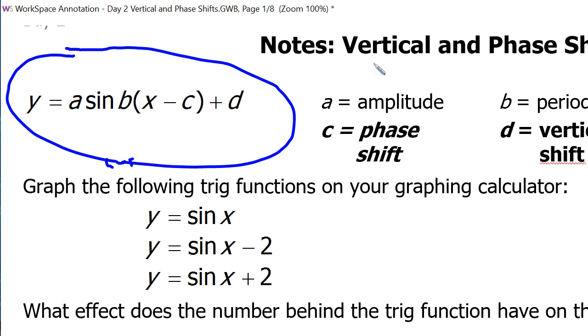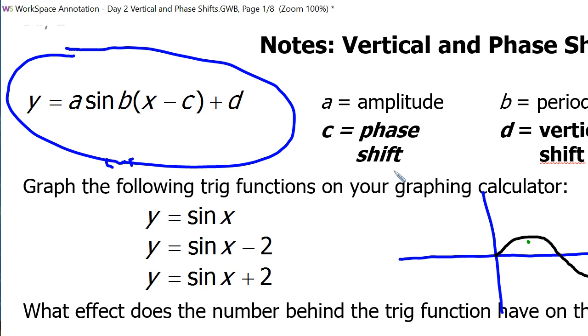So the A value affects the amplitude. Now the amplitude is the measurement from the middle of the graph to the maximum of the graph. And let me sketch in the sine parent function. So amplitude is the distance from the middle of the graph to the maximum. So for that sine function, what is the distance from the middle of the graph to the top? How many units is it? 1. So for the sine function, the amplitude is 1.